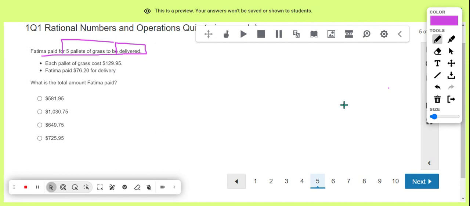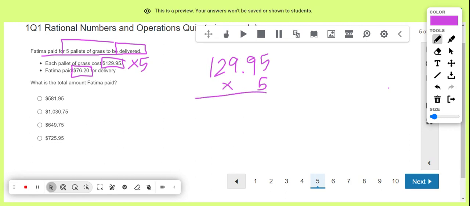So each pallet has a cost, and we got 5 of those, and we have a delivery cost. So we got $129.95, and it looks like we need to multiply that by 5. So then 5 times 5 is 25. 5 times 9 is 45 plus 2 is 47.